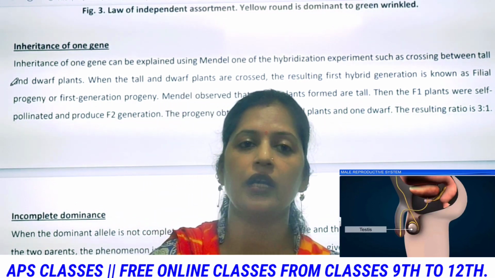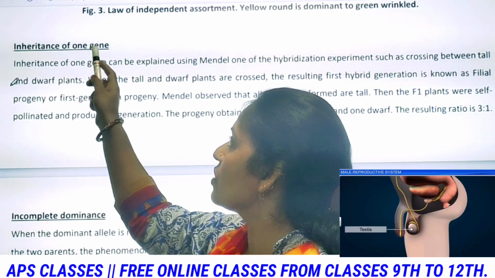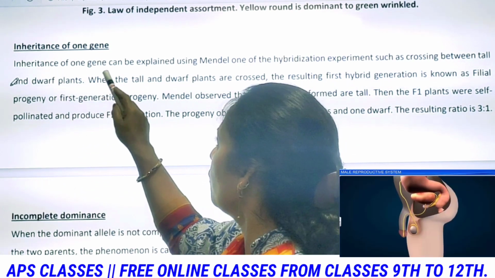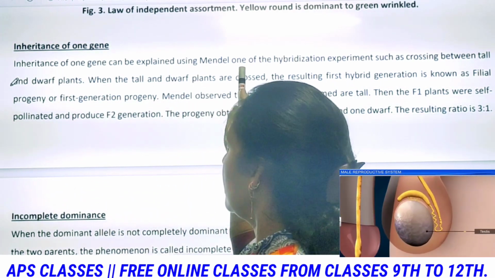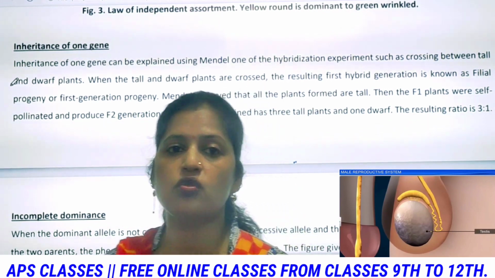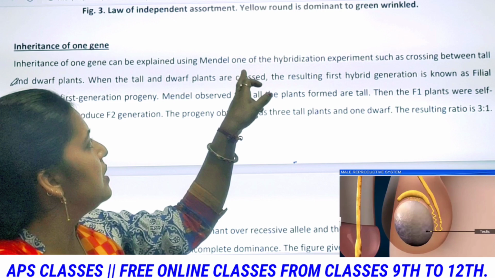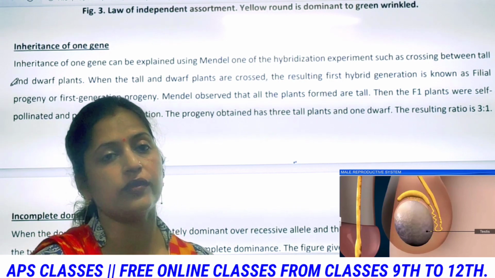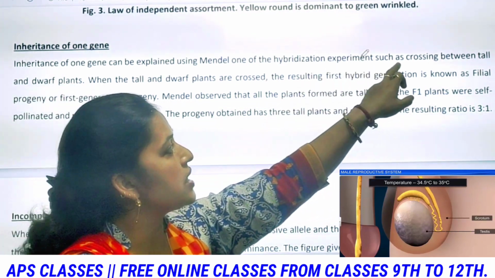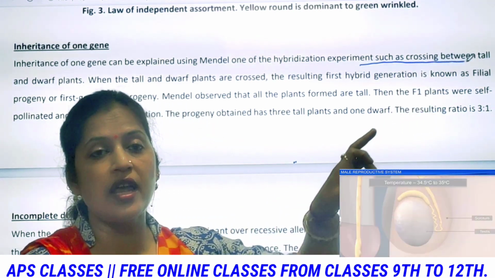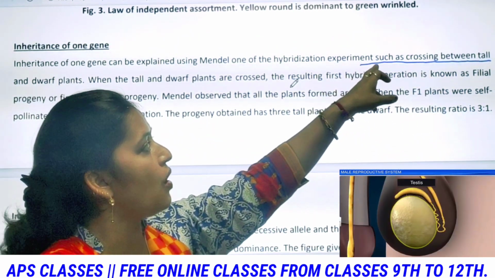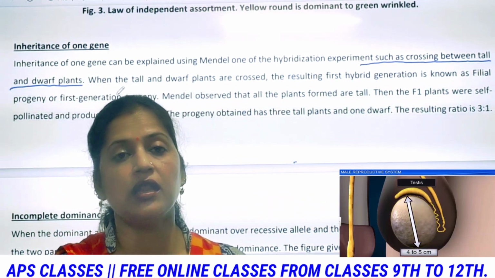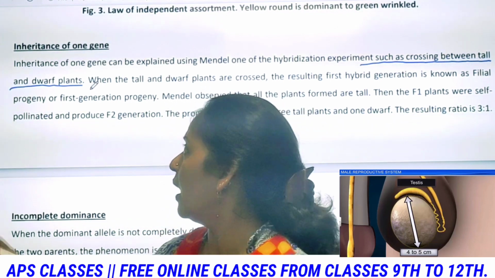Let us start with our part number 2, that is the inheritance of one gene. So what do you mean by the inheritance of one gene? Inheritance of one gene can be explained using Mendel's hybridization experiment, which is explained on the basis of crossing between the tall and dwarf plant. That means there is a crossing between the tall plant as well as the dwarf plant.